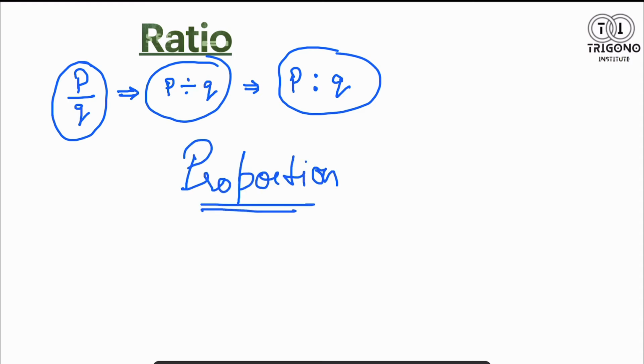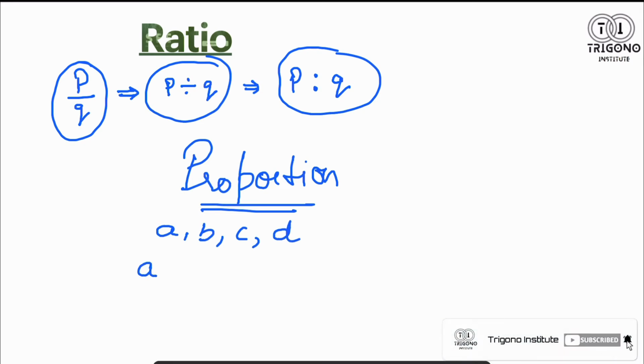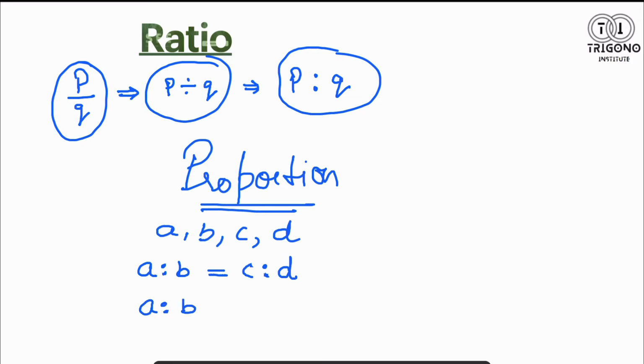What is proportion? I told you when two ratios are equal, that is called proportion. Let me take an example of four letters A, B, C and D. If I want to write these letters in proportion, that is A ratio B, C ratio D. If two ratios are equal, then they are in proportion. So A ratio B is proportional to C ratio D. These four dots are the symbol of proportion.